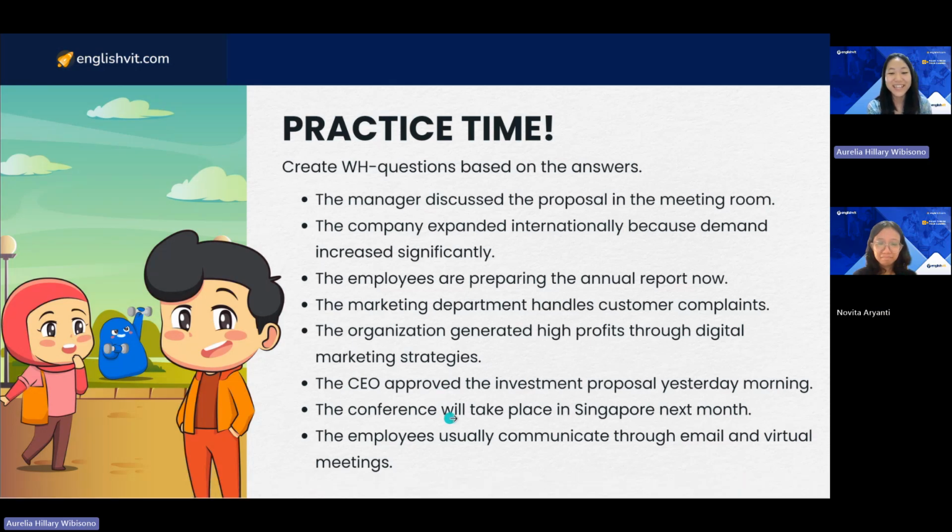The CEO approved the investment proposal yesterday morning. There's a lot of things you can ask here. We can ask regarding the subject, which is the CEO, and that should be asked with who. Who did approve the investment proposal? And then another question that we can make from this statement, when did the CEO approve the investment proposal? So it would refer to the yesterday morning.